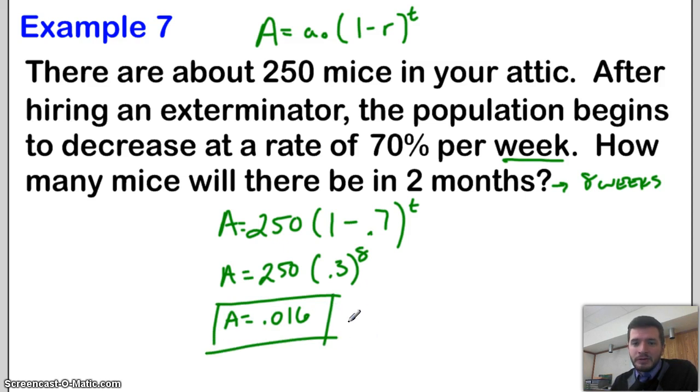I'm not going to round down to 0. I'm not going to round up to 1. It just said there'd be about 0.016 mice remaining.